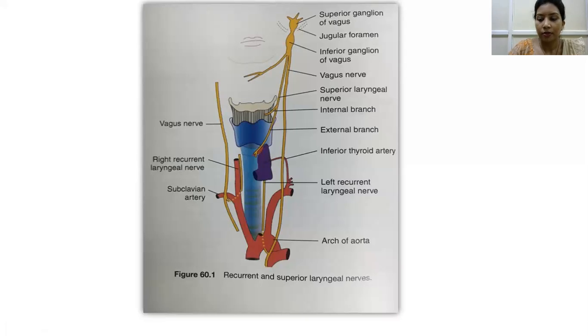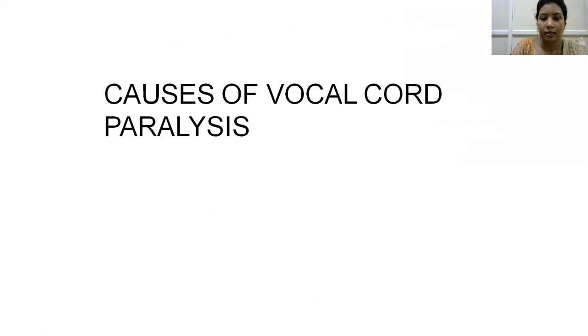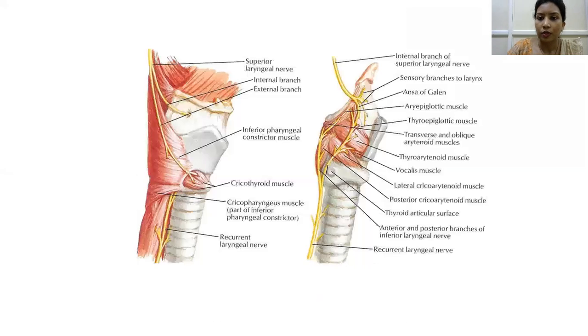There is one branch which comes from your internal branch of the superior laryngeal nerve. There is one posterior branch, which along with the posterior branch of your recurrent laryngeal nerve forms your ansa of Galen. Okay, it's called the nerve of Galen. So this posterior branch from your internal branch of the superior laryngeal nerve is called the nerve of Galen. This, along with the posterior branch of your recurrent laryngeal nerve, forms an ansa of Galen.